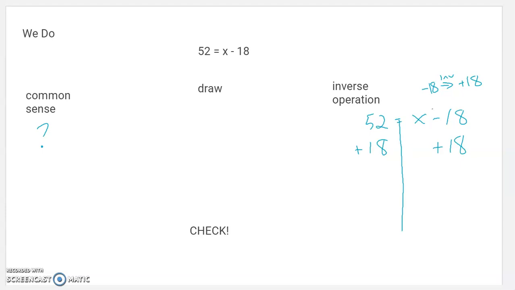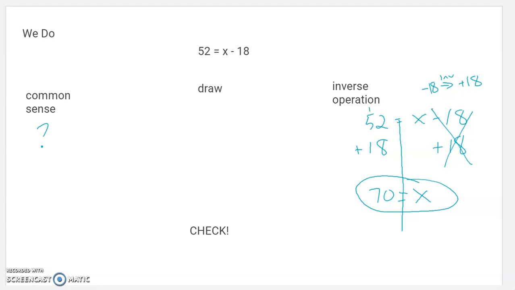And now I'm ready. So x minus 18 plus 18 is just x. 52 plus 18, 2 plus 8 is 10, and 70. So it looks like x in this case is 70.